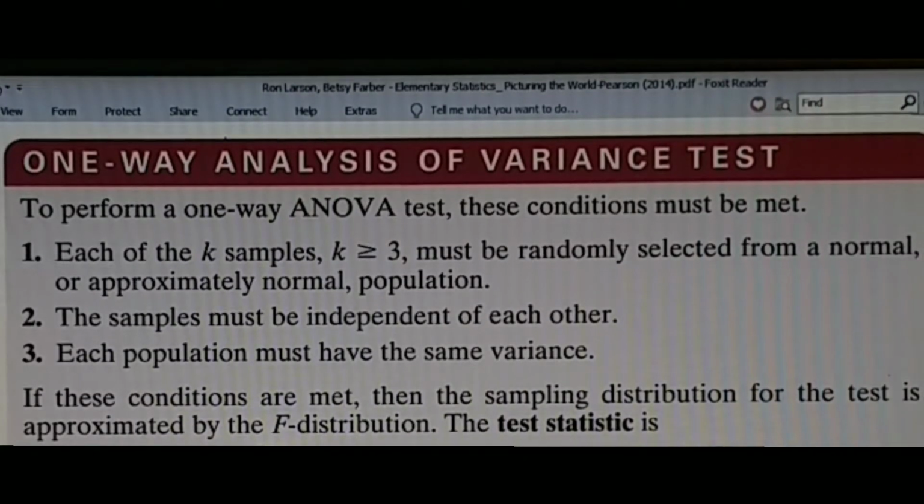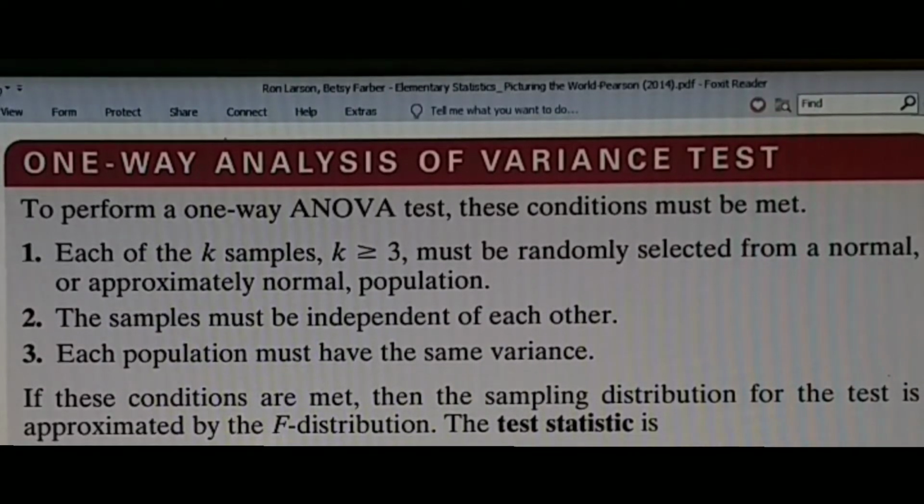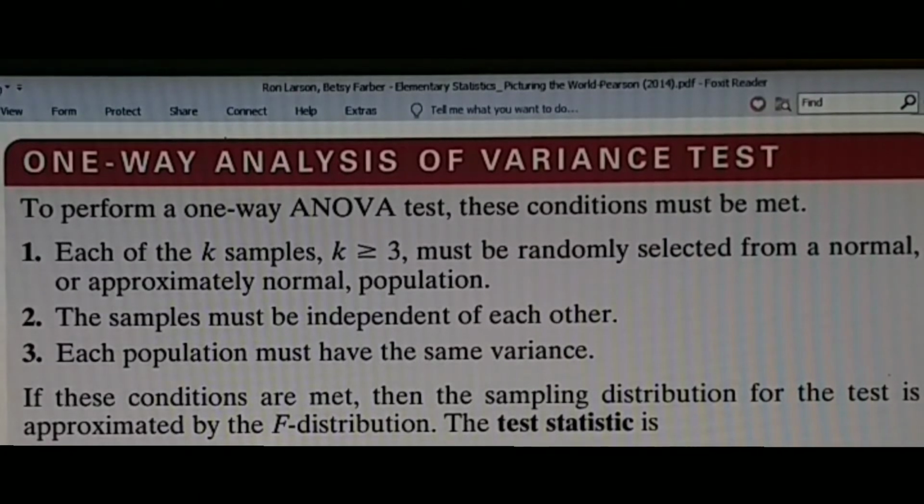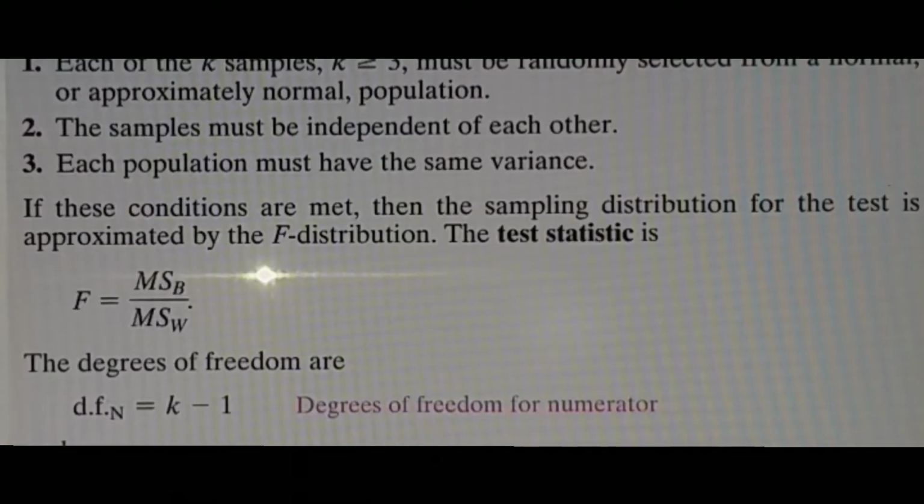To perform a one-way ANOVA test, these conditions must be met. Number 1, each of the K samples, where K is greater than or equal to 3, must be randomly selected from a normal or approximately normal population. Number 2, the samples must be independent of each other. Number 3, each population must have the same variance. If these conditions are met, then the sampling distribution for the test is approximated by the F distribution. So the test statistic is described by this formula.